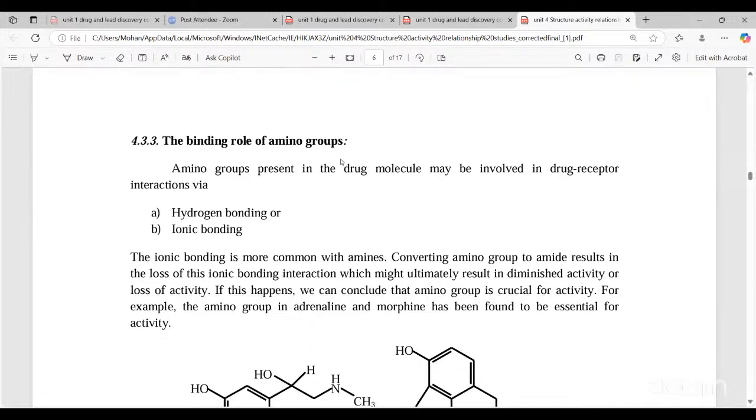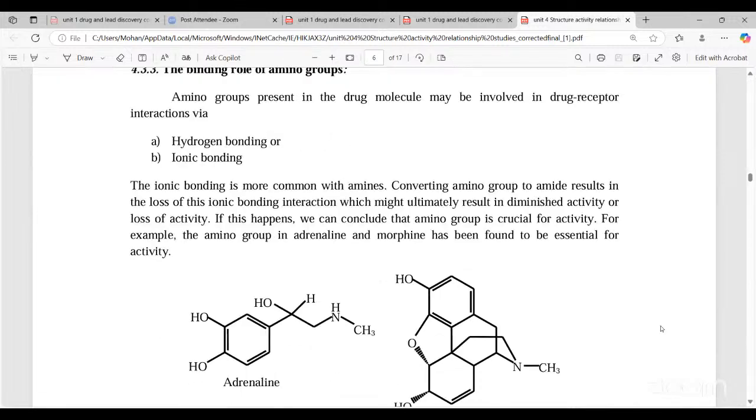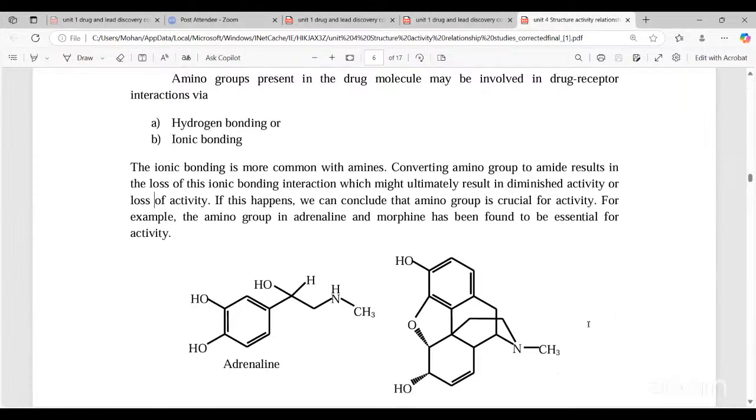The binding role of the amino group. The amino group present in the drug molecule may be involved in drug receptor interactions via hydrogen bonding and ionic bonding. The ionic bonding is more common with the amines. Converting the amino group into an amide results in the loss of this ionic bond interaction, which might ultimately result in diminished or loss of activity. If this happens, we can conclude that the amino group is essential for this activity.